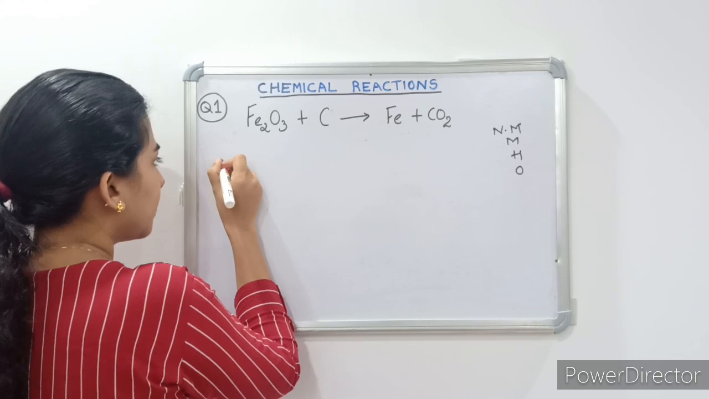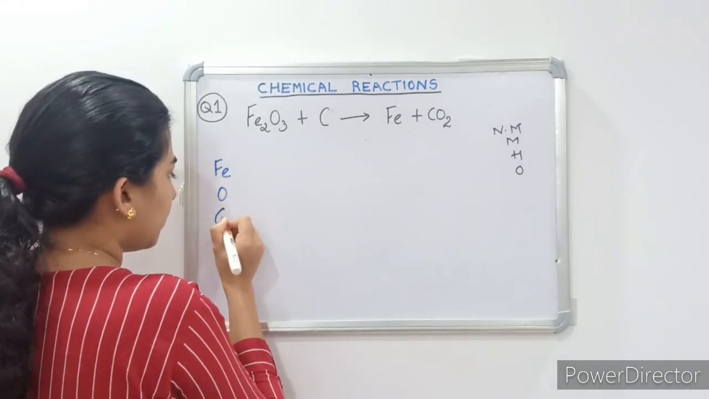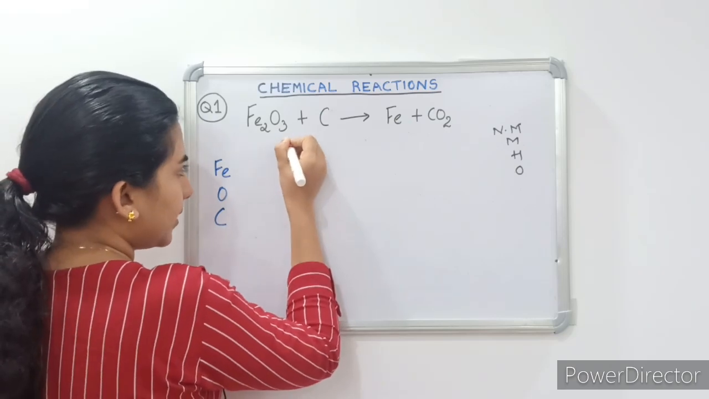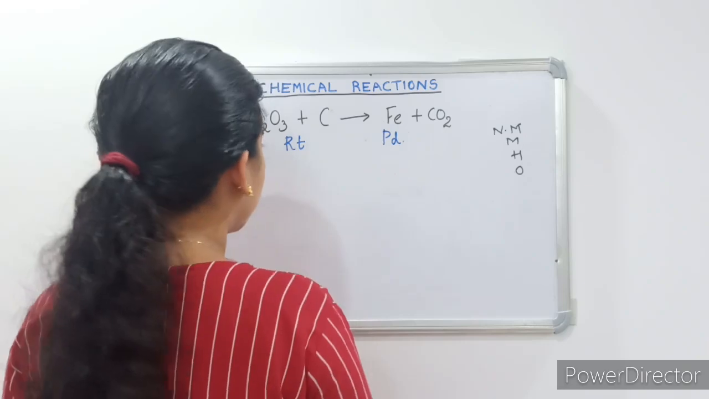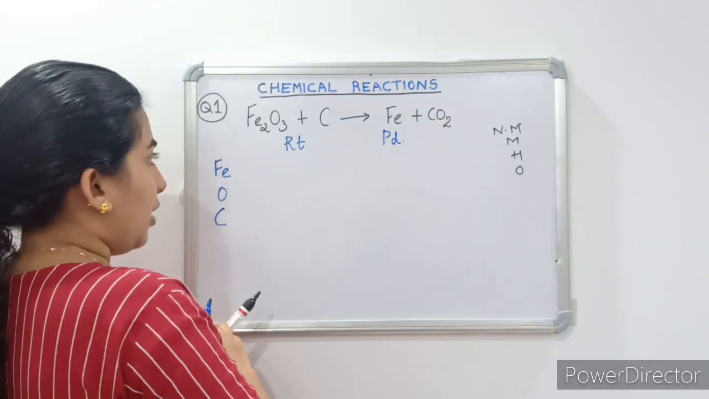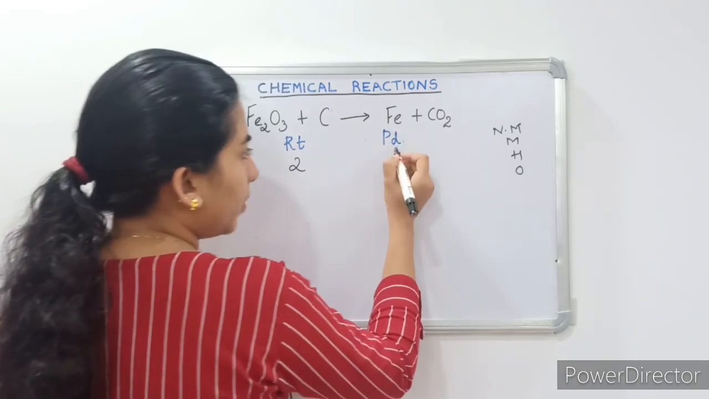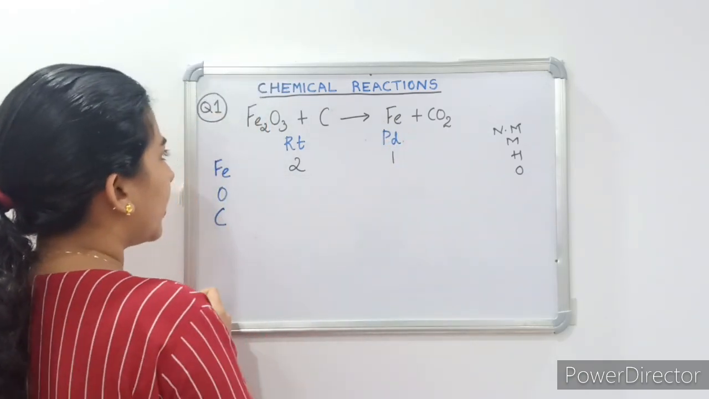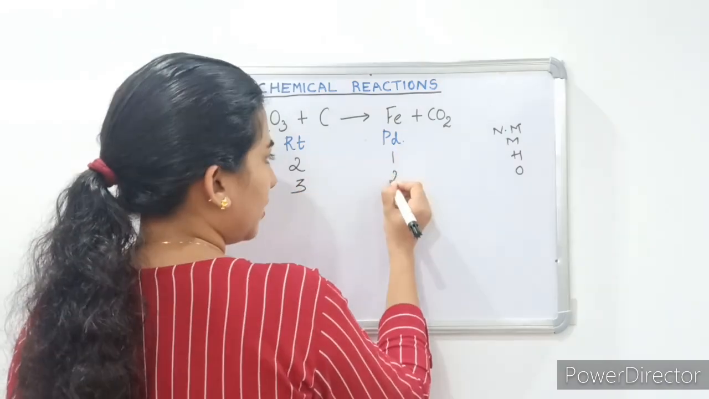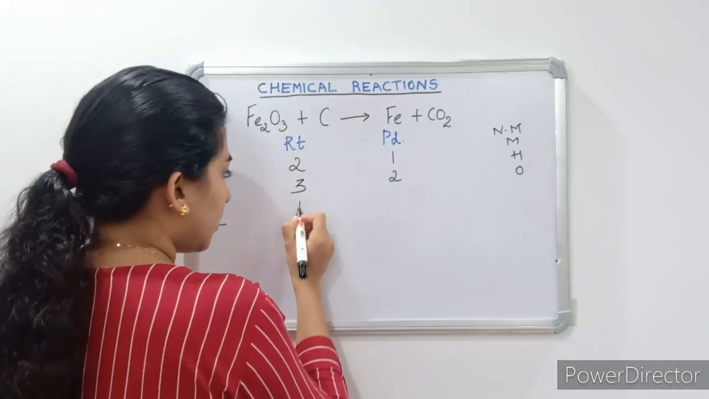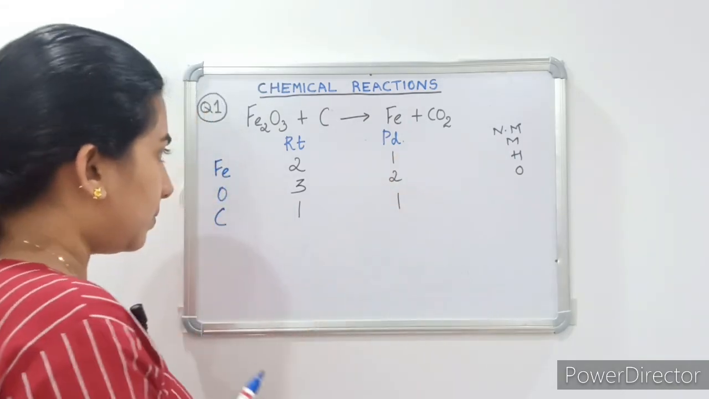Fe, oxygen, carbon. This is the reactant side and this is the product side. Now, Fe is 2 in the reactant side, 1 in the product side, and oxygen is 3 in the reactant side, 2 in the product side. Carbon is 1 in the reactant side and 1 in the product side.